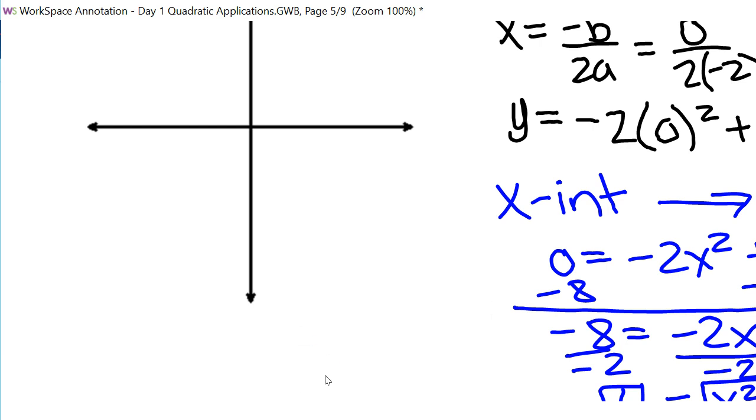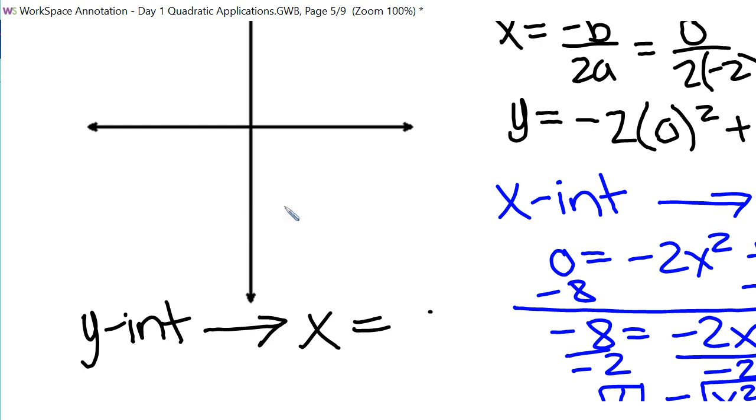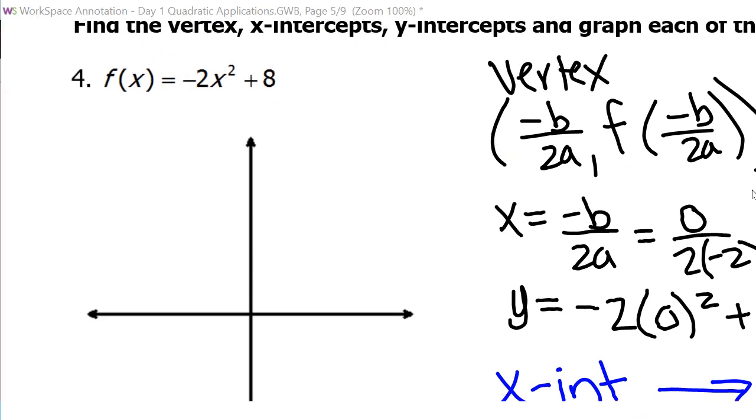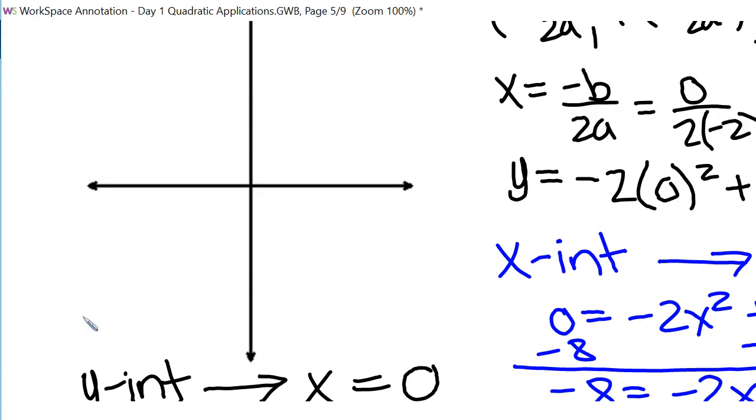Okay, so we got the x-intercept, so now I have to find the y-intercept. And for the y-intercept, that means your x value has to equal 0. So if I write it out, I need to put a 0 right here. So this would be y equals negative 2 times 0 squared plus 8. And what would that y-intercept be? 8.